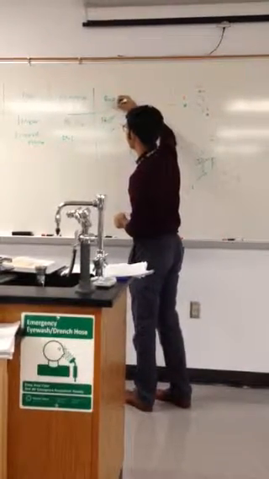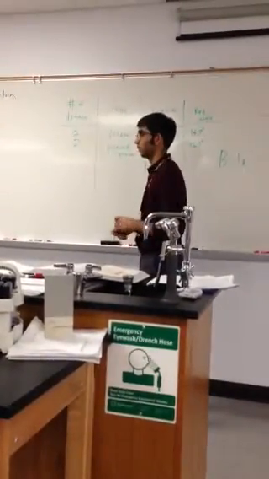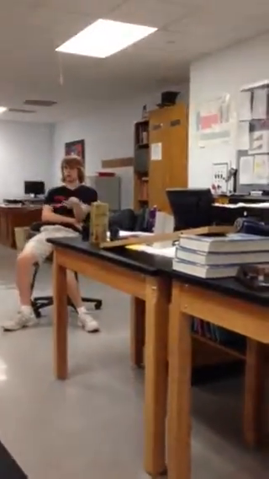Bond angle is tested on pretty often, actually. It was tested on like every test last year, not even joking. The important ones to remember are tetrahedral, trigonal, and linear. That's what we're going to do next.